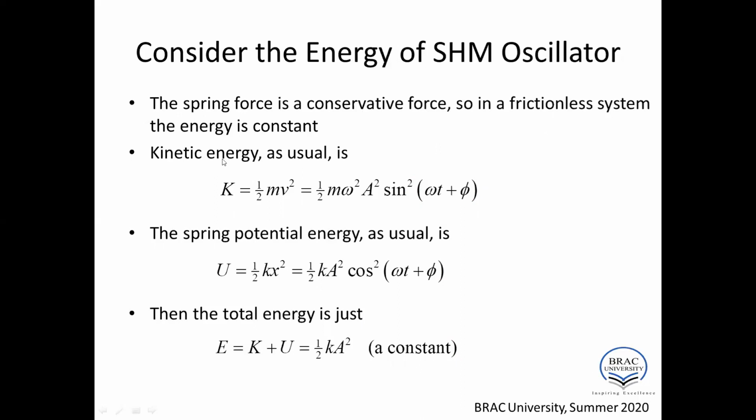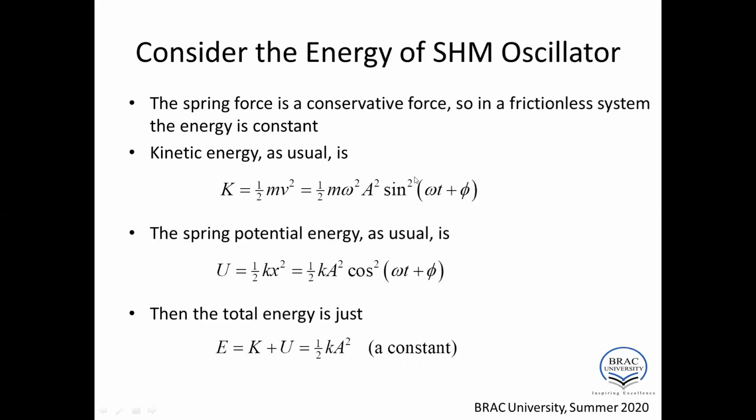The kinetic energy, which is related with the velocity, is K equal to half m v square, which is equal to half m omega square A square sin square(omega t plus phi), because we know that velocity is equal to minus omega A sin(omega t plus phi). So if we calculate v square, which is equal to omega square A square sin square(omega t plus phi), then the kinetic energy is equal to half m omega square A square sin square(omega t plus phi).